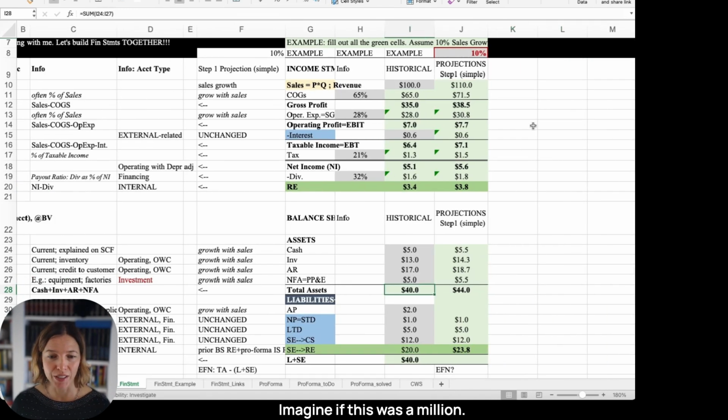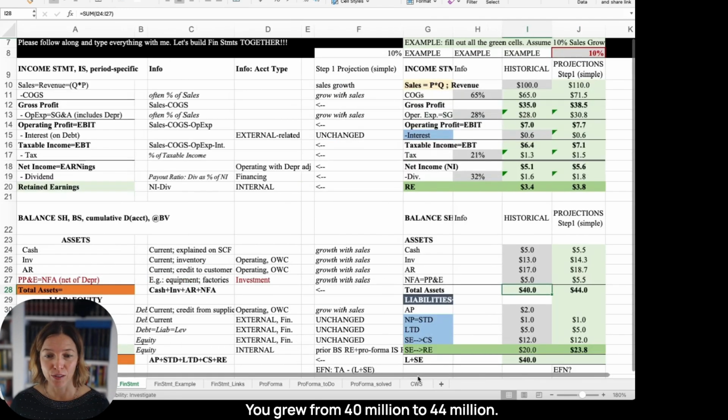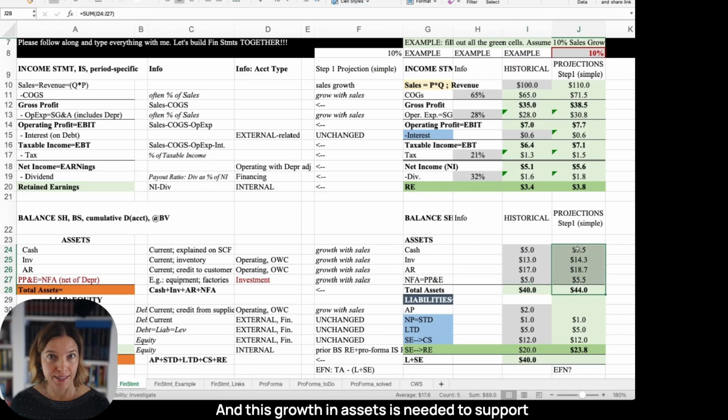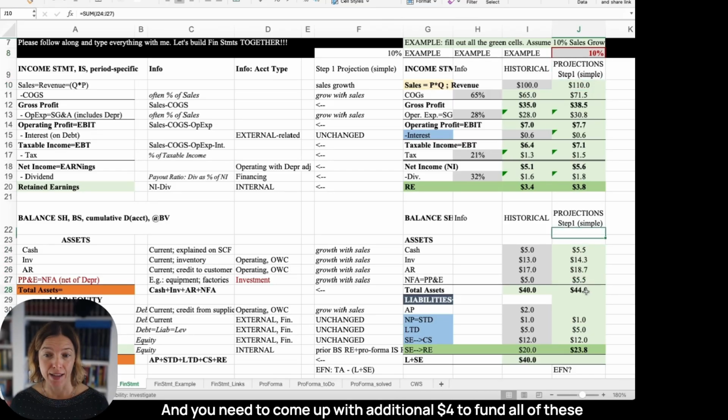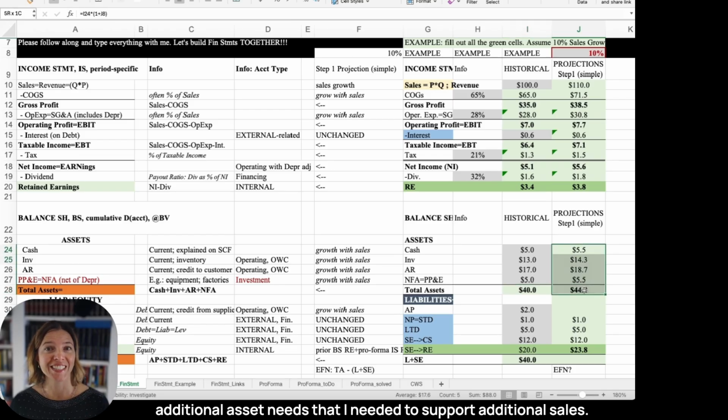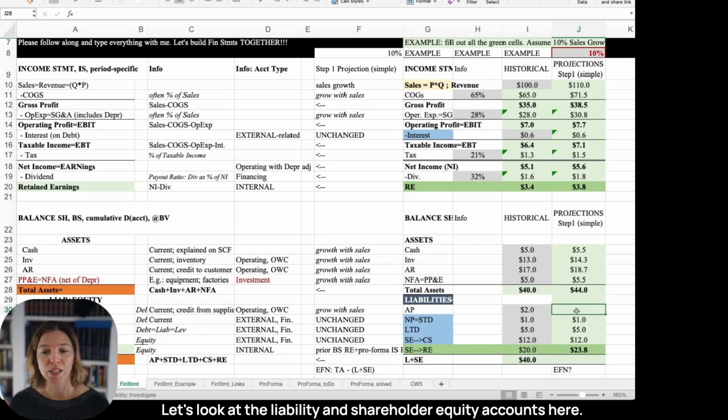Imagine if this was in millions, you grew from 40 million to 44 million. And this growth in assets is needed to support this 10% growth that you're expecting in sales. All of these accounts are increasing just to make sure you have enough shirts to sell. And you need to come up with an additional $4 to fund all of these additional asset needs to support additional sales. Let's look at the liability and shareholder equity accounts here.